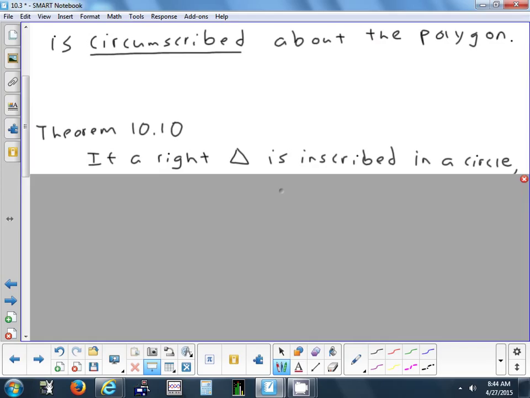So now, we've already seen this a little bit. When you draw a right triangle inscribed in a circle, let me do that. Okay, so here's our center. I'm going to draw in one side.